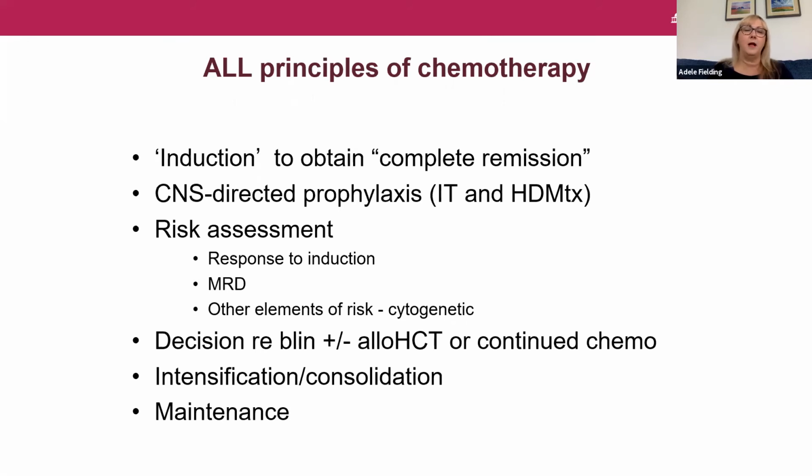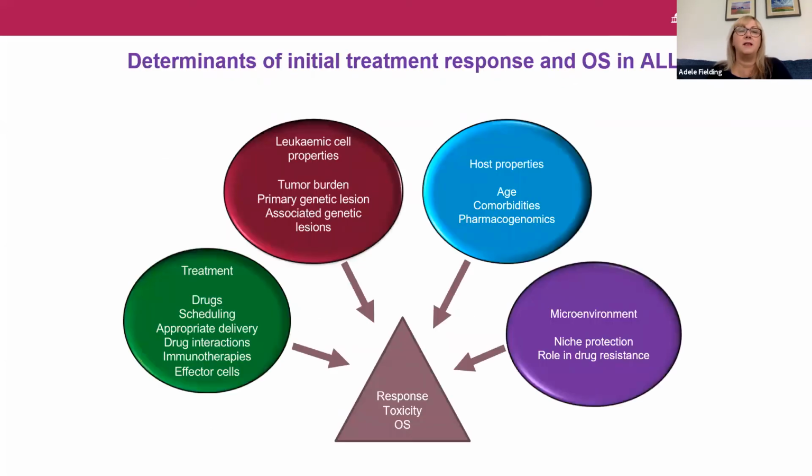So we're thinking all the time about how to balance the different risks conferred by the observations that we have. These days, we are allowed to use the agent blinatumomab, which I will speak to you about in a moment. And of course, we have to make critical decisions about whether patients will go on for a bone marrow transplant or continue with chemotherapy that we then end up calling intensification, consolidation, and maintenance. Can I have the next slide, please?